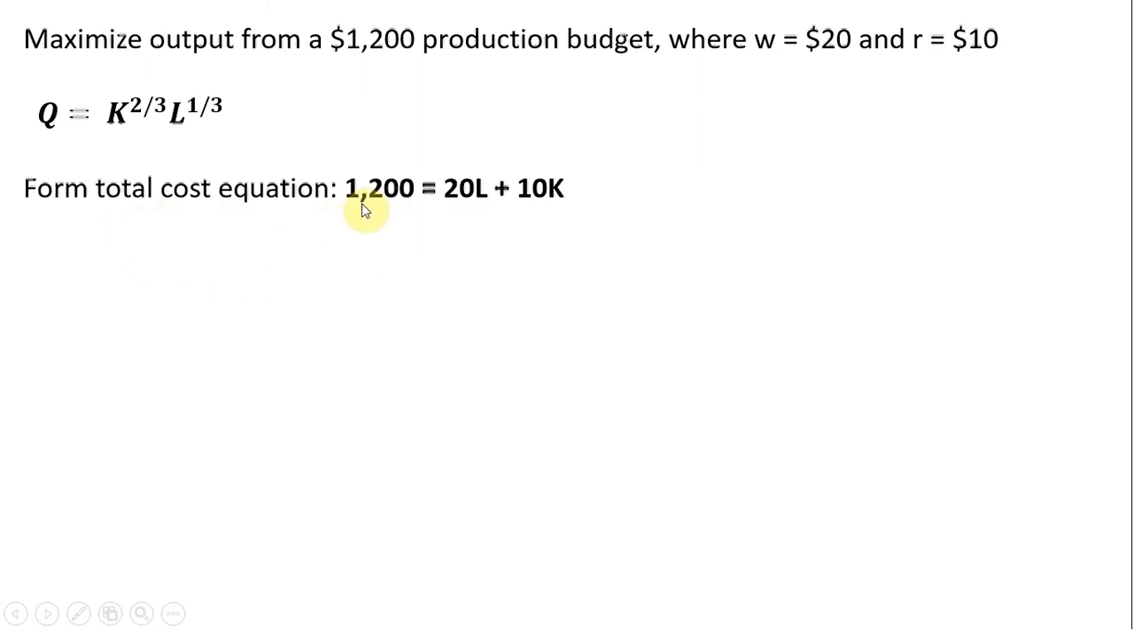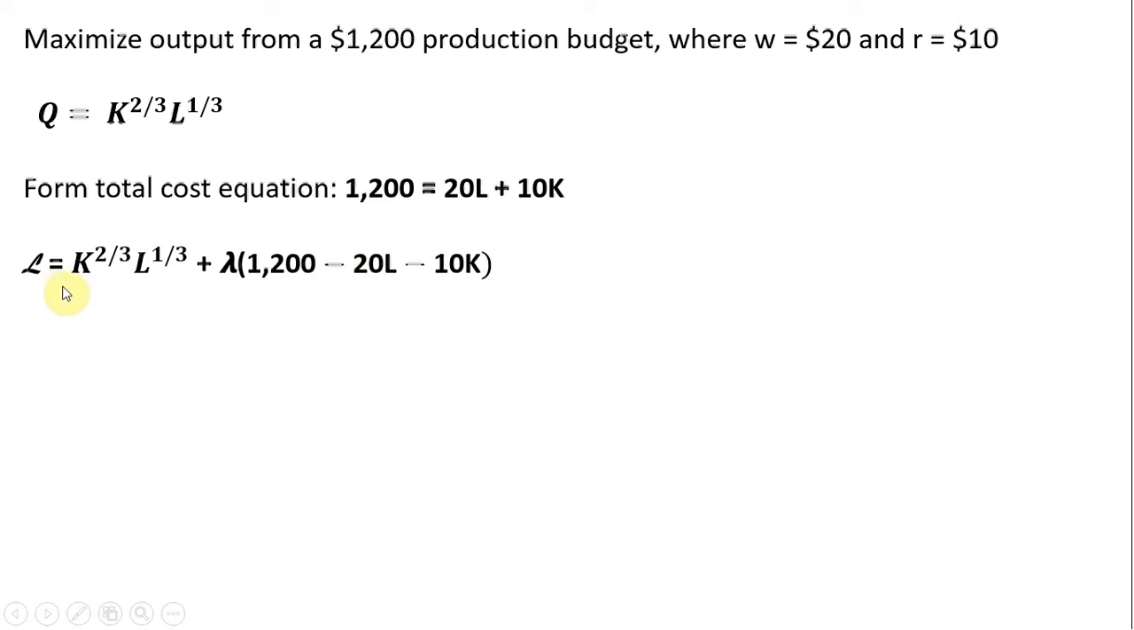Setting up the cost constraint or the cost equation, we have $1,200 to spend. The price of labor is $20 times units of labor, and that's going to be added to the price of capital times units of capital. So that's our cost constraint.